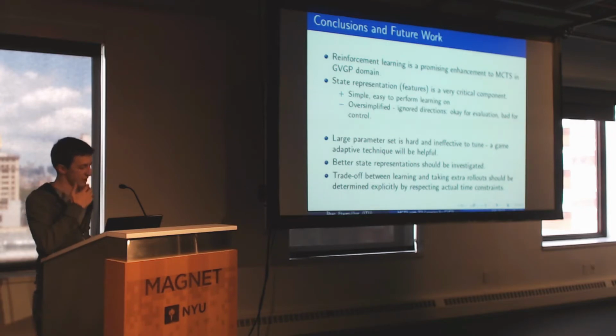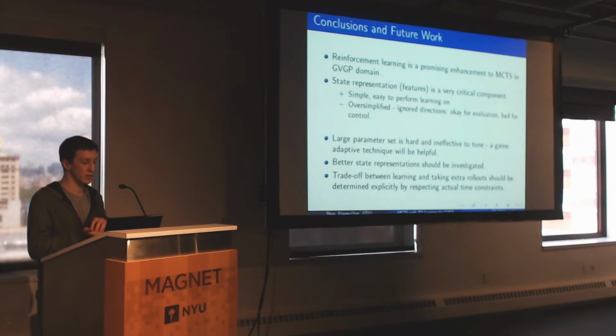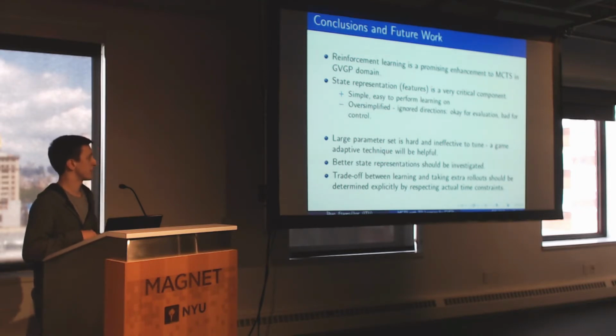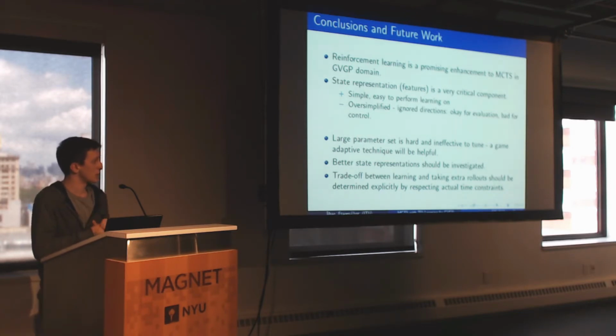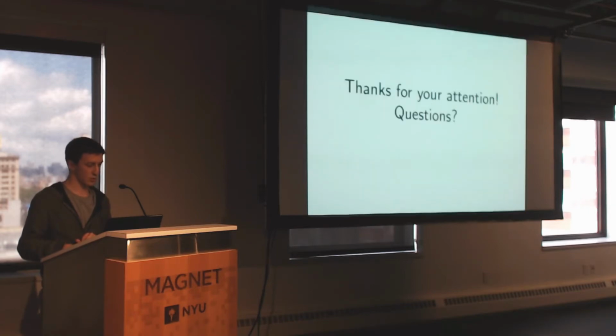And for the future work, I can say these algorithms have large parameter sets, and they are quite hard to tune across all games because every game needs different parameters at different values. So developing a game adaptive method could be really helpful. And as I said, the state representation method could be much better. And the trade-off between learning and extra rollouts wasn't analyzed much in this research. It could also be improved, I think. That's all. I can take questions if you want.